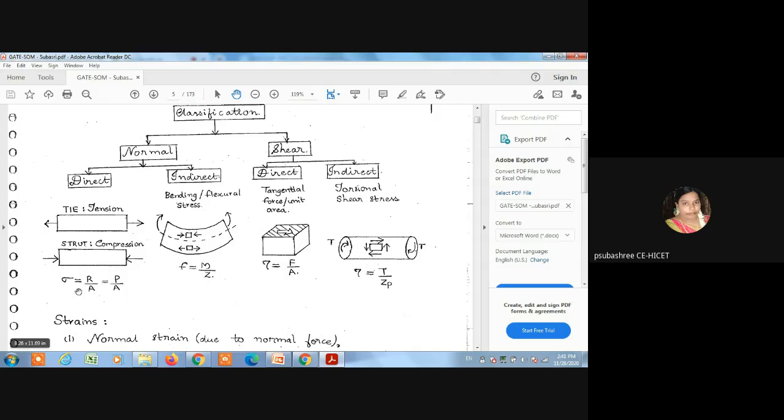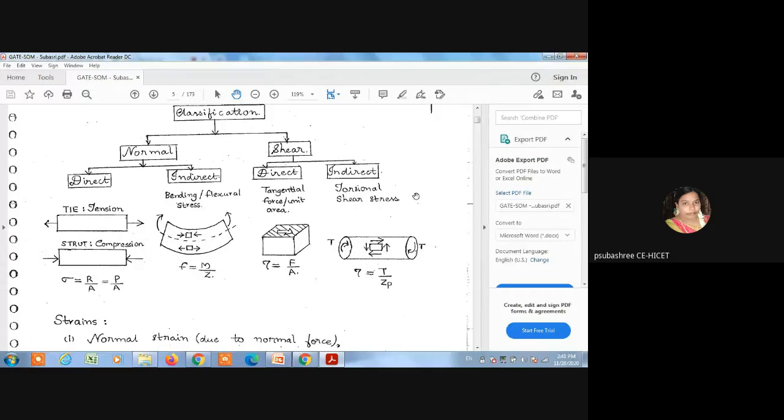Sigma, stress, is equal to load by area, P divided by A. Then tangential force per unit area: shear is divided into direct and indirect stress. The direct stress is simply called shear stress. Tau, shear, is denoted by tau equal to F divided by A, shear force divided by area.